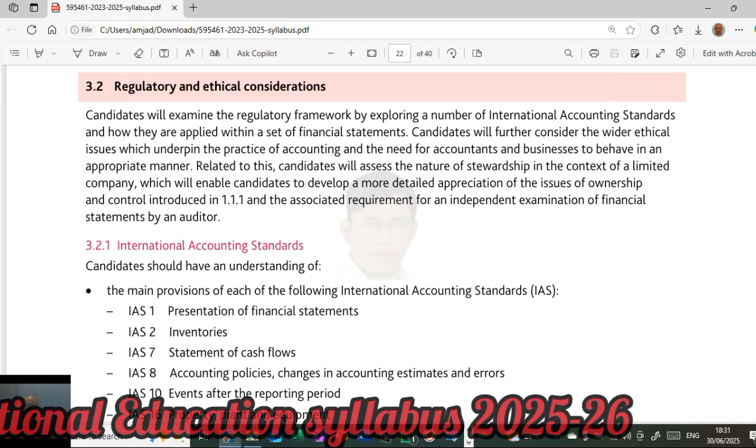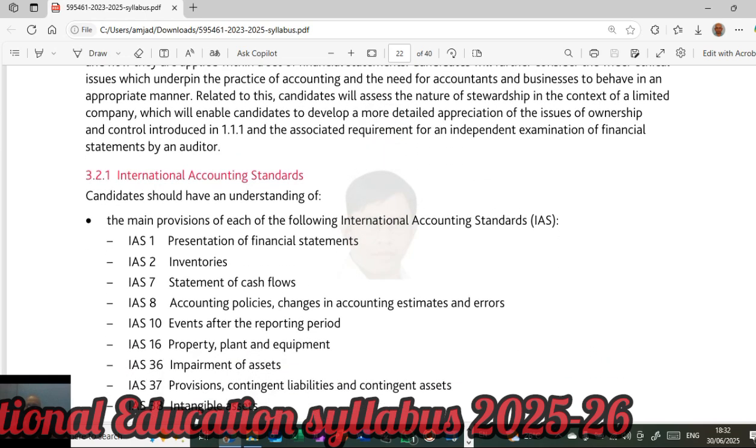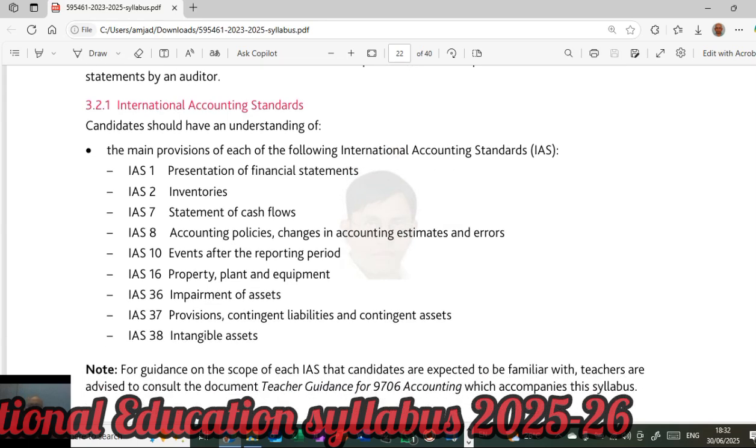So, international accounting standards. What are the various international accounting standards? Candidates should have an understanding of the main provisions of each of the following international accounting standards. There are many accounting standards, but for you at A level, you just need to know these. IAS 1, presentation of financial statements, inventories. IAS 7, statement of cash flows. IAS 8, accounting policies, changes in accounting estimates and errors.